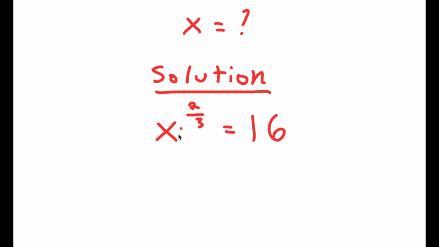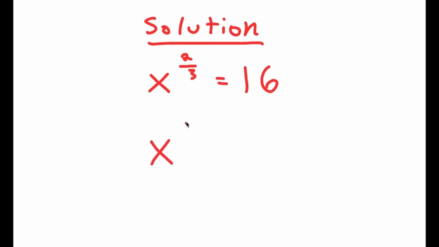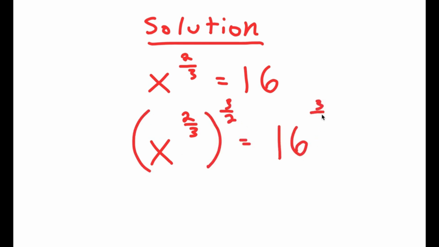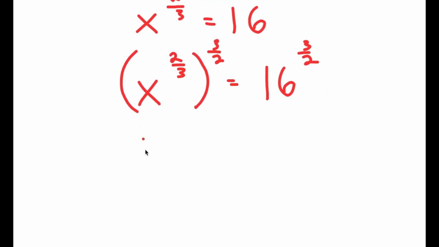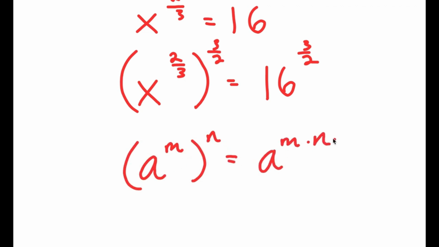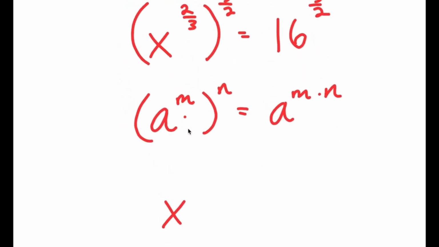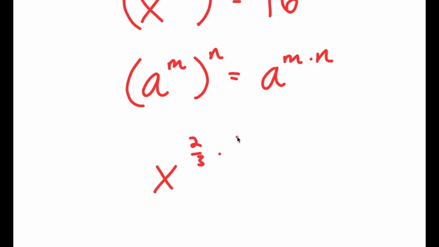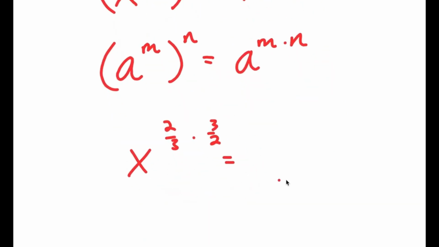And what I'm first going to do is take the power of 3 over 2 on both sides. So now I have x to the power of 2 over 3, to the power of 3 over 2, is equal to 16 to the power of 3 over 2. And now if I have something in the form a to the power of m, to the power of n, this is equal to a to the power of m times n. So x to the power of 2 over 3, to the power of 3 over 2, is the same thing as x to the power of 2 over 3 times 3 over 2. And this is equal to 16 to the power of 3 over 2.